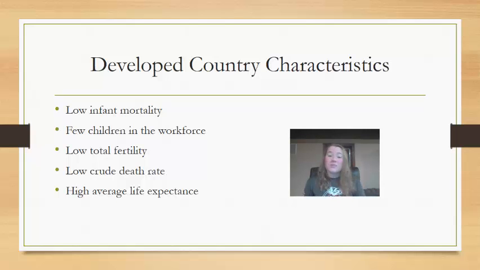A developed country, on the other hand, has a much lower infant mortality rate. And people realize this, so they have fewer babies because they can expect their children to reach adulthood. You're also going to see fewer children in the workforce and a lower total fertility rate, meaning each woman is having fewer total births. There's going to be a low crude death rate because there's probably some pretty decent medical care available and a pretty high average life expectancy.